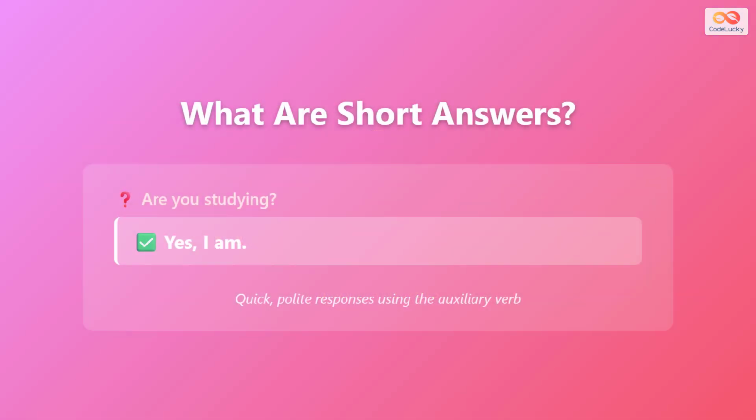So, what exactly are short answers? When someone asks you a question like, "Are you studying?" you don't need to repeat the entire sentence. Instead, you can simply say, "Yes, I am," or "No, I'm not." These are short answers. They use the auxiliary verb from the question to give a quick, polite response. Short answers sound more natural than just saying yes or no alone.